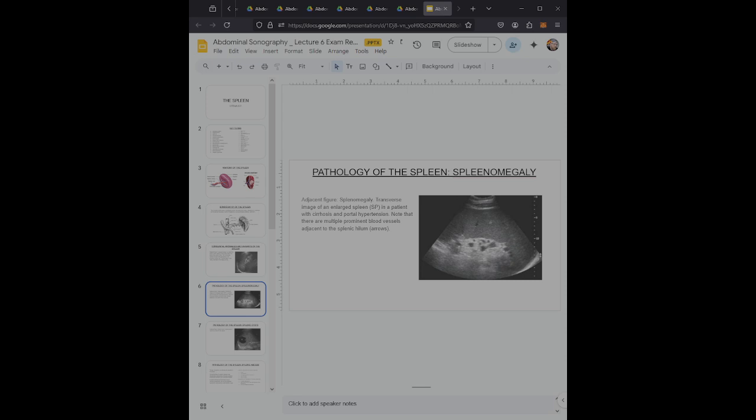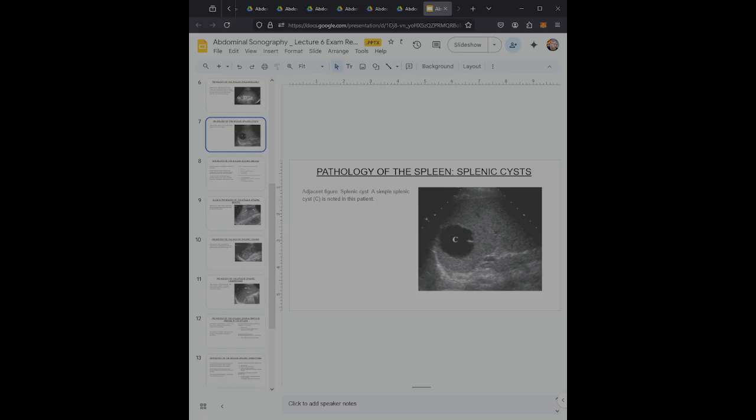Sonographic findings include enlargement of the spleen greater than 12 to 13 centimeters in length and thicker than 6 centimeters. When the spleen extends beyond the inferior pole of the left kidney, we are suspicious for splenomegaly. And here we have an image. It's a transverse image of an enlarged spleen in a patient with cirrhosis and portal hypertension. Note there are multiple prominent blood vessels adjacent to the splenic hilum. There you are.